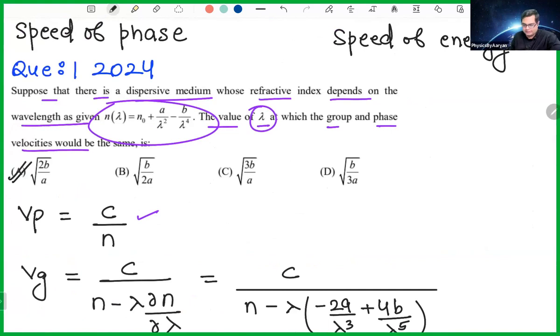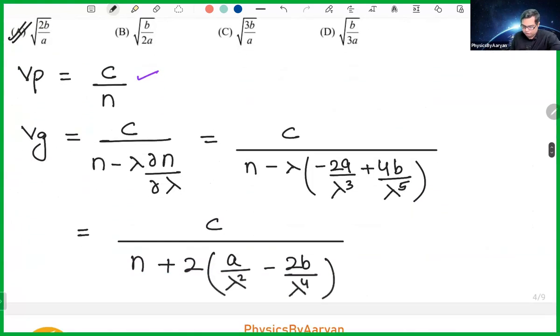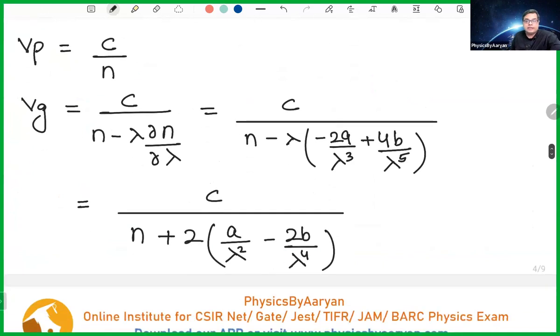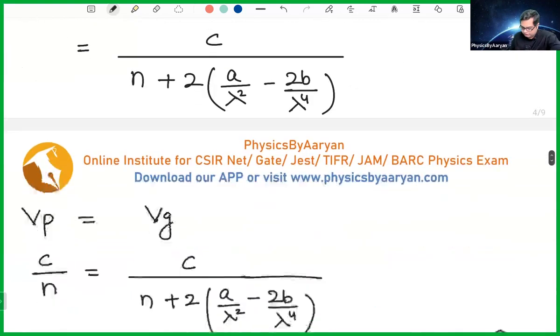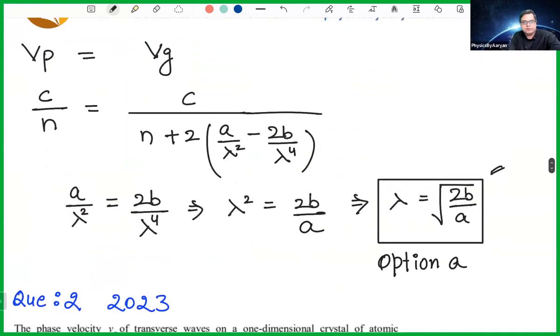So that was the case, and it is a good question actually. You should know the formula: how the group velocity and phase velocity can be written if the dispersion relation is not given, but the refractive index is given. So that was the question. Any doubt in this problem as such? Yeah, please let me know.